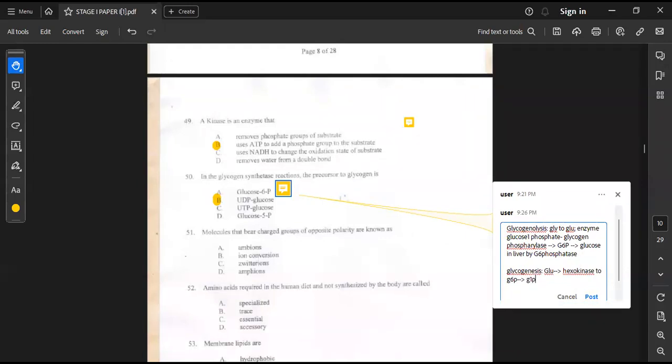Then after formation of the glucose 1-phosphate, it will react with one molecule of uridine triphosphate to form uridine diphosphate glucose, which will then be acted upon by the enzyme glycogen synthase to form glycogen. That's all.